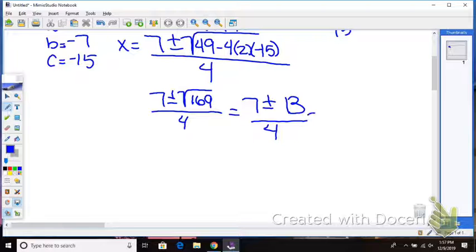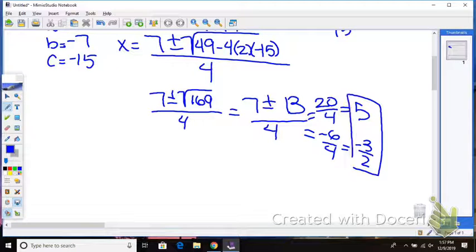7 plus 13 is 20 over 4. And 7 minus 13 is negative 6 over 4. And then you can simplify this down to 5, and you can simplify this down to negative 3 over 2. And those are your two answers. Good enough? I did it right.